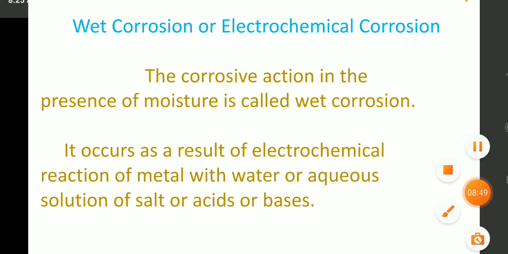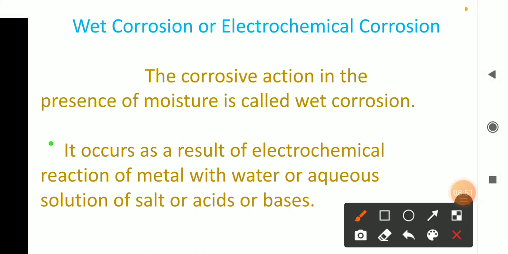Then come to point number two. What is given? It occurs as a result of electrochemical reactions of metal with water or aqueous solutions of salts or acids or bases. So in the case of wet corrosion, there is an electrochemical reaction of metal with either water or with acid or with base. And so it is called electrochemical corrosion.